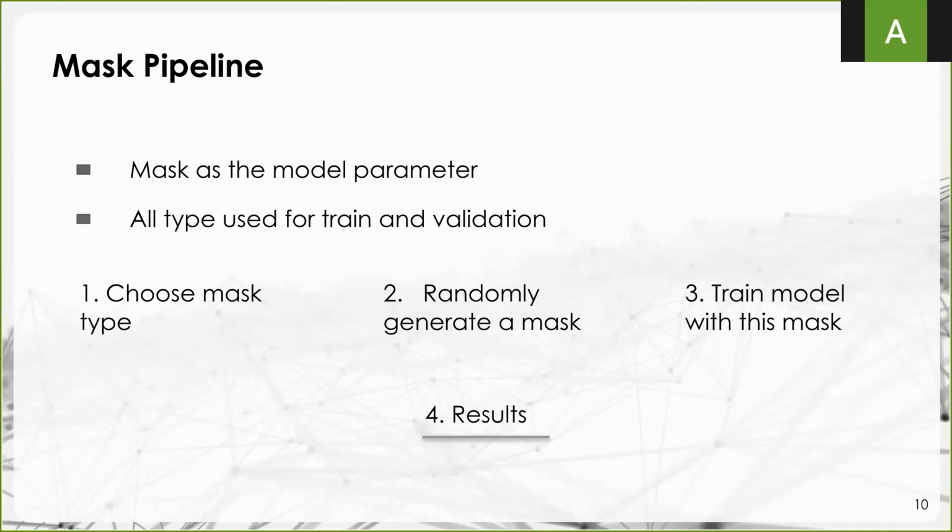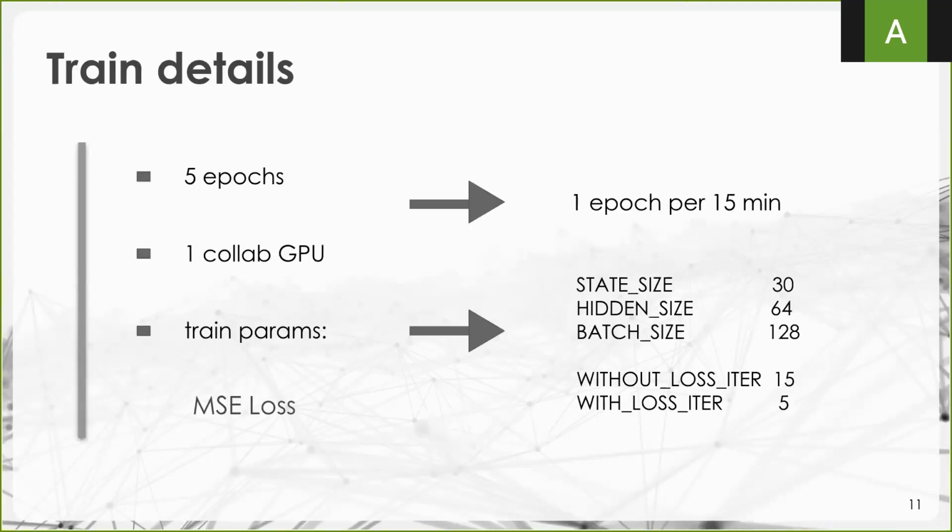At first we need to choose the mask type. After that, our mask will be randomly created with different coordinates and so on. We do not fix it in advance. We train our model, and after that, we just get the results. And a few words about the training parameters. We have 5 epochs, and each epoch was trained for 15 minutes, and the main parameters you can see on the slides.